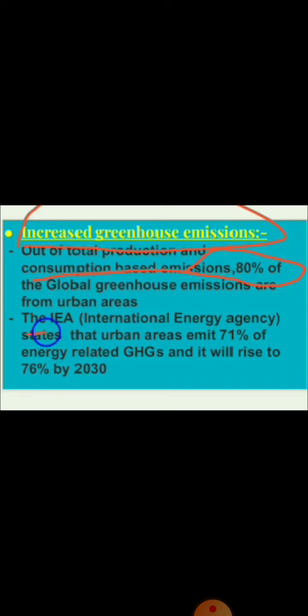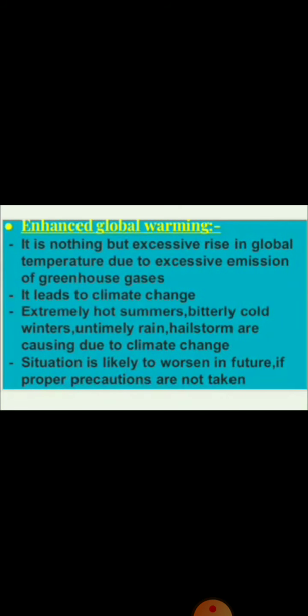The International Energy Agency, IEA, states that urban areas have emitted 71% of the greenhouse related gases. Urban areas are accountable for 71% of the global greenhouse gases, and this number will rise to 76% by 2030, making energy related emissions the largest single source of global greenhouse gas emissions from a production based perspective. So this is how increasing or excessive emission of greenhouse gases is becoming an important issue. And as we all know, when greenhouse gases are emitted in excessive amounts, it leads to global warming.